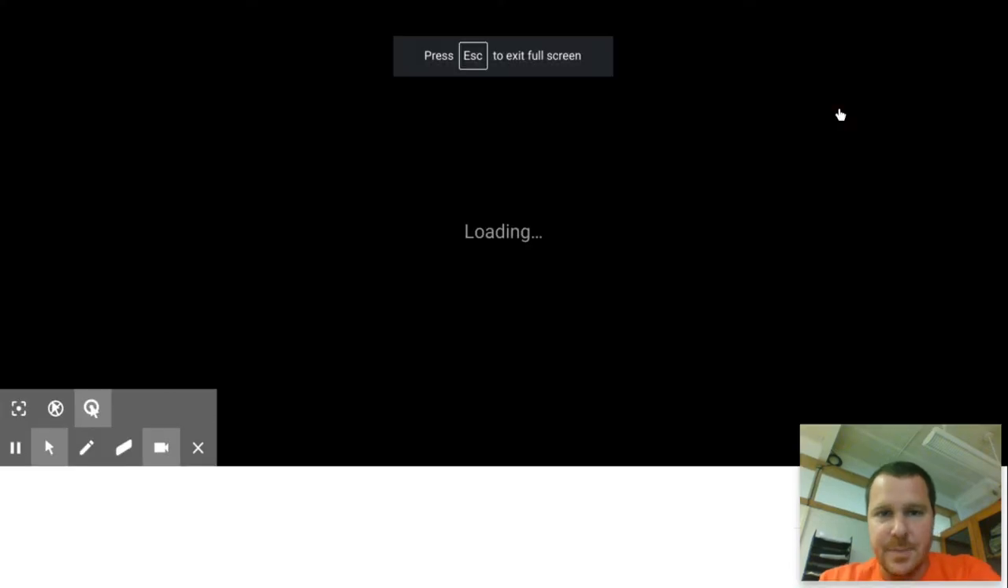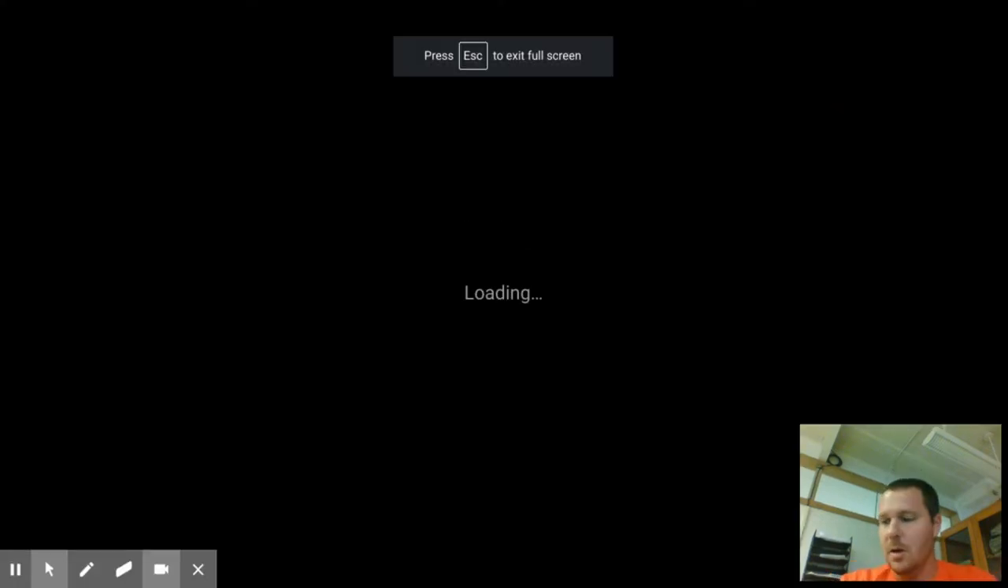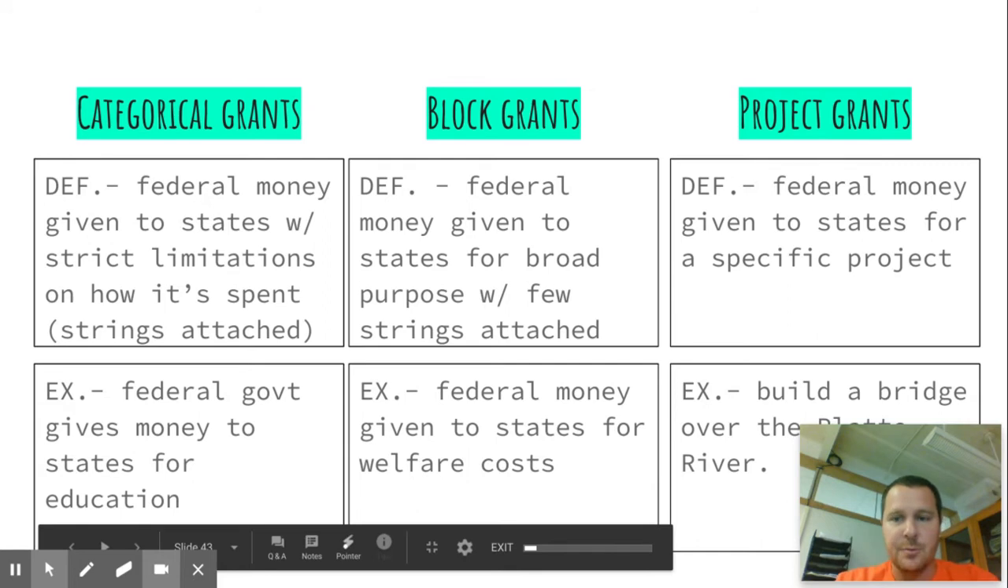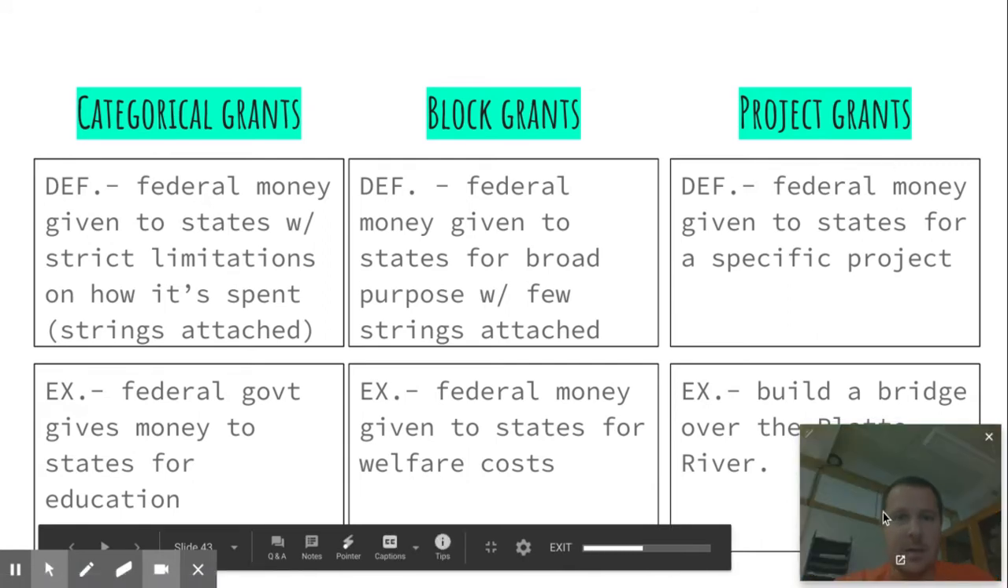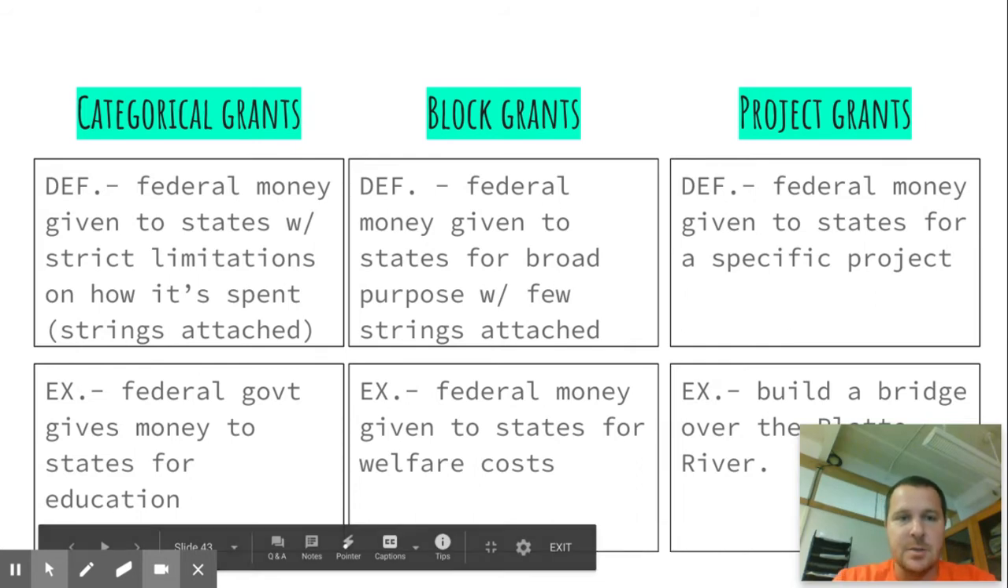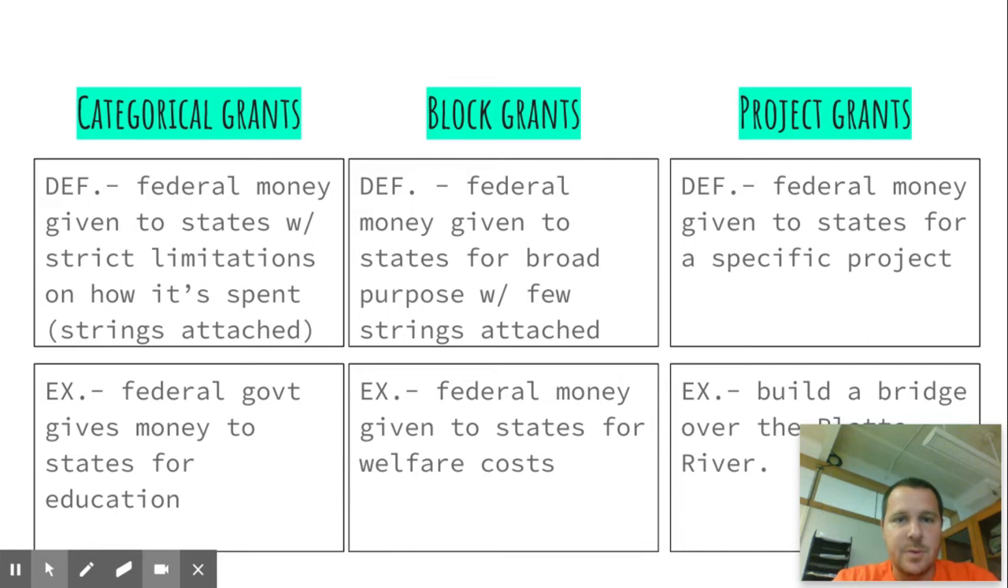All right, guys, back with a very quick video on the difference between the three different types of grants that we covered in this unit: categorical grants, block grants, and project grants. So very quickly, the difference between the three. And most of this is on the slide, so I apologize for reading through it, but I'll elaborate a little bit.